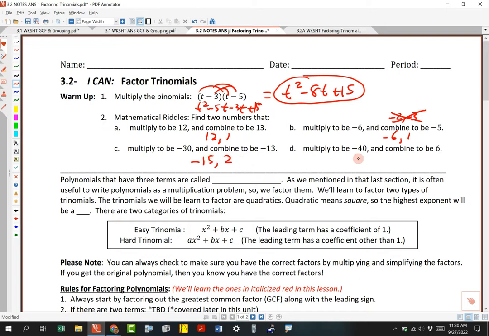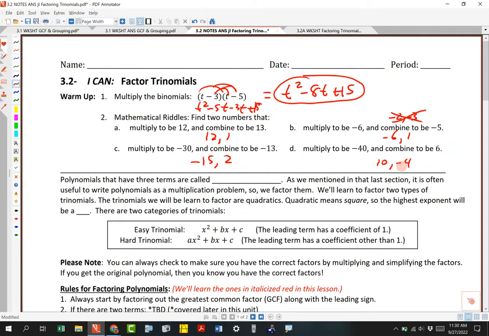Very good. And then the last one, multiply to be negative 40, combined to be positive 6. Colson? 10 and negative 4. They would multiply to be a negative. They'd combine to be a positive because the bigger of the two of them is positive.